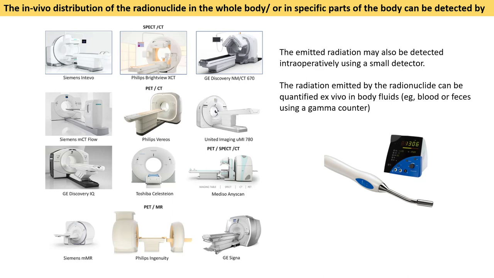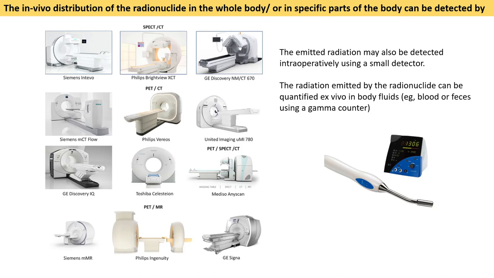What actually happens is that the radionuclide decays by emitting gamma radiation, and this gamma radiation falls on the detectors of the imaging modality, and it causes a series of events, starting from physical events to electronic and computational processes, which finally gets you an image. And the image tells you about the in vivo distribution of the tracer in the body.